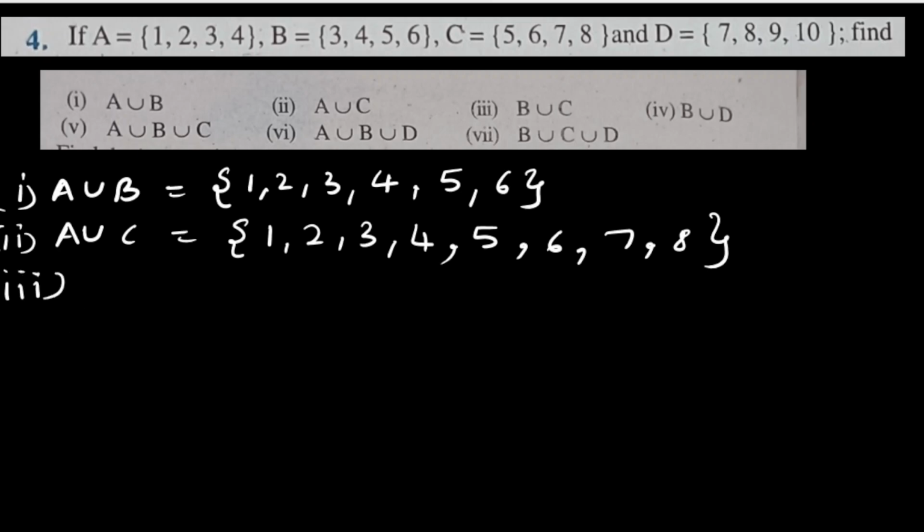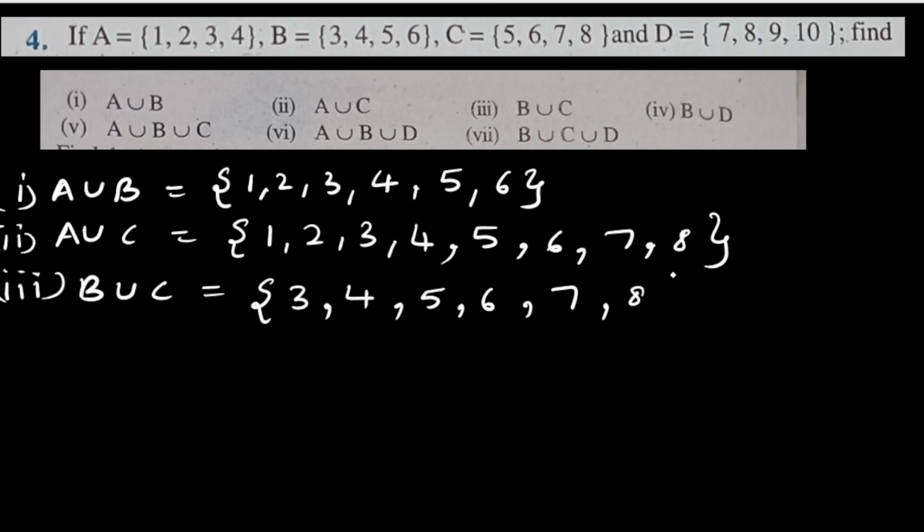Now third is B union C. B union C we have to find. So first of all, I am writing the first set's elements, which is set B. So 3, 4, 5, 6. Now C. See, 5, 6 is there in C also, but 5, 6 I have already written, so I'll not write it again. So I'll write the remaining elements 7, 8. So B union C is 3, 4, 5, 6, 7, 8.